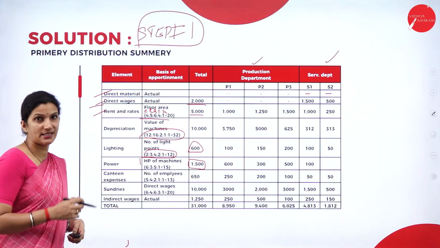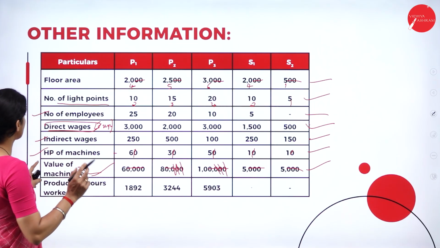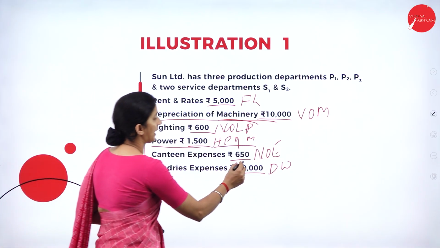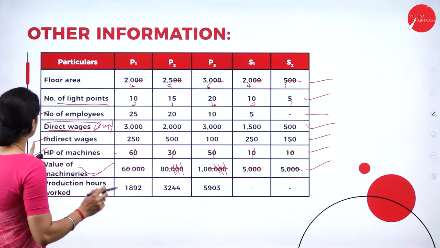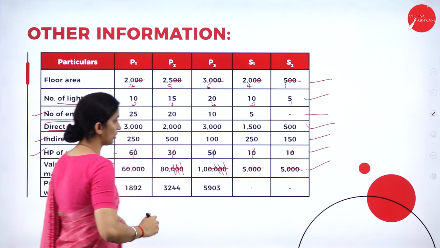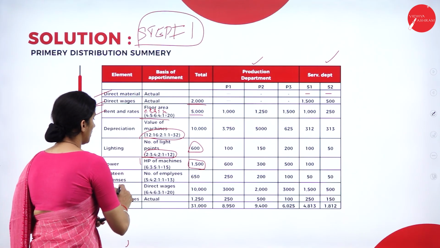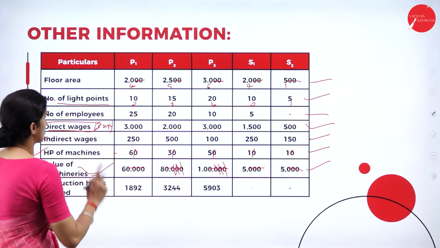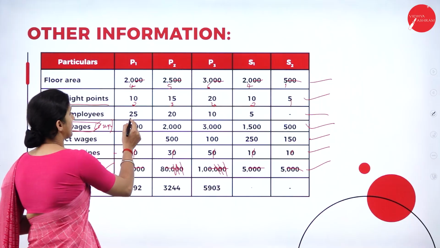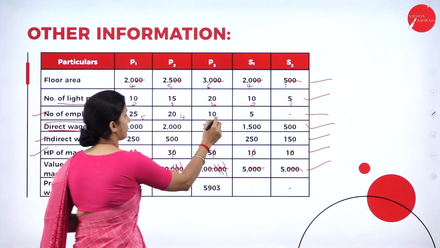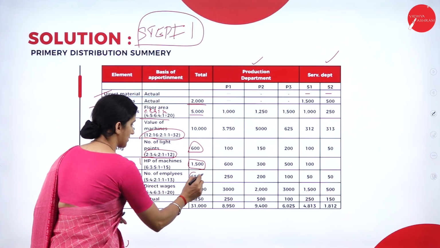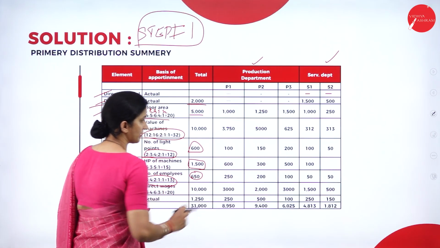Next we have the canteen expenses. Canteen expenses are 650. Your basis is number of employees. The number of employees here we have is 25, 20, 10, 5, and the last column is nil. So your ratio will be 25:20:10:5. If you simplify, 5 5s are 25, 5 4s are 20, 5 2s are 10, and 5 1s are 5. That ratio we'll take here and we'll allocate this 650 by taking this ratio to all the departments.